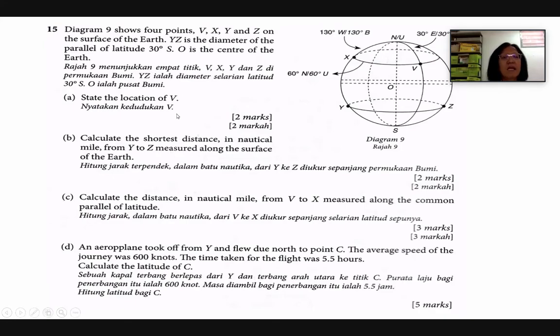Question 15, state the location of V. Location means something like a coordinate location. It is north or south first, followed by east or west. That means the latitude first, comma, longitude. Okay, I'll show you.